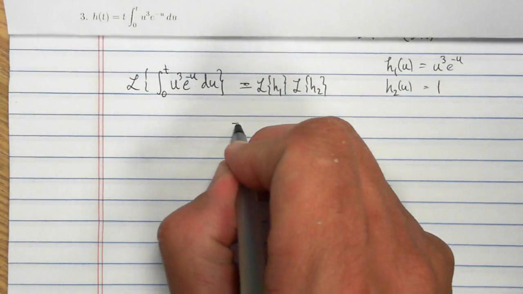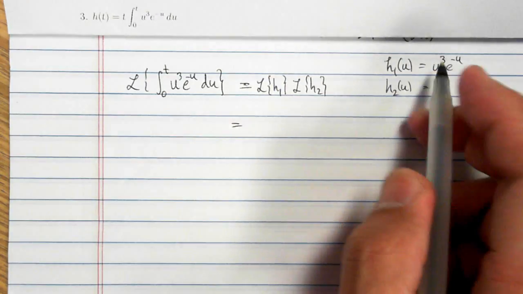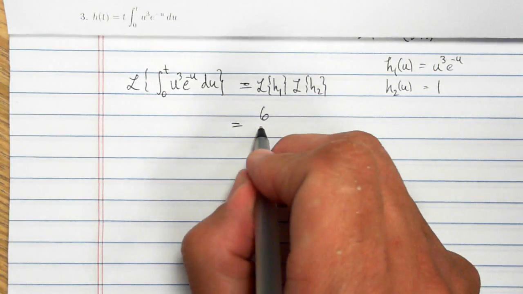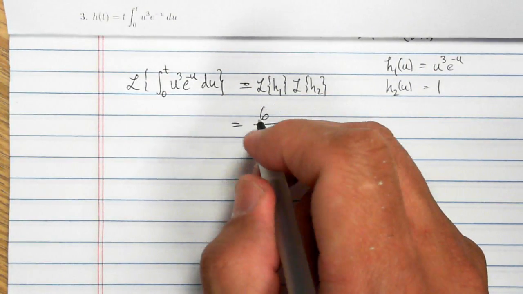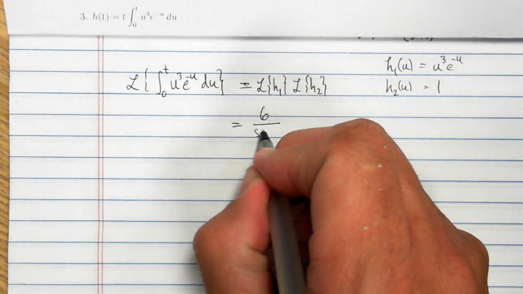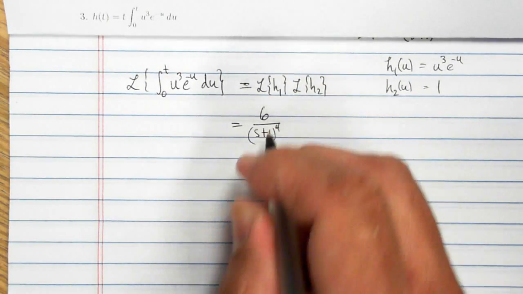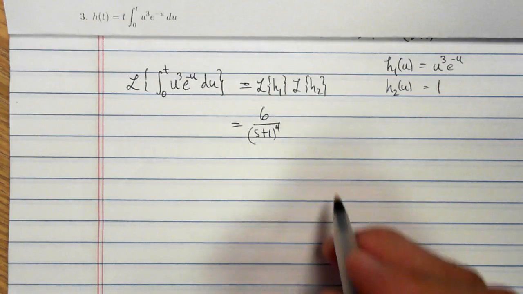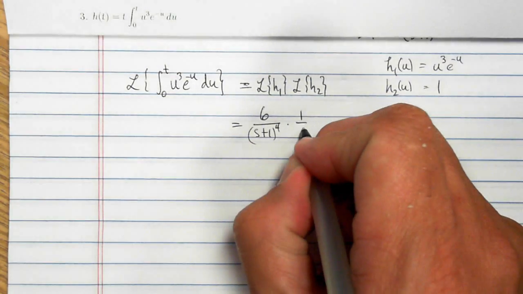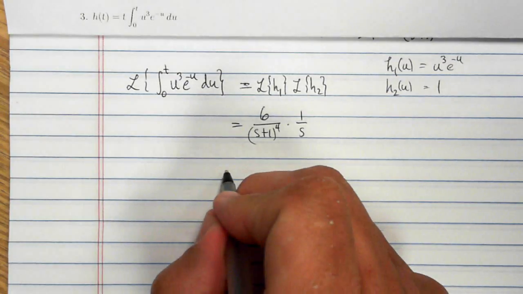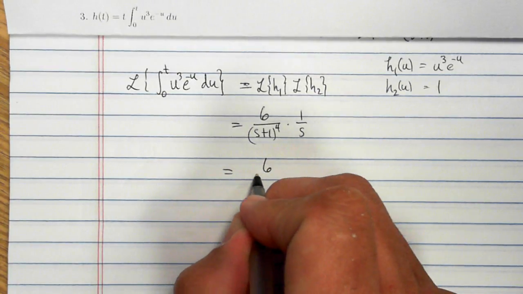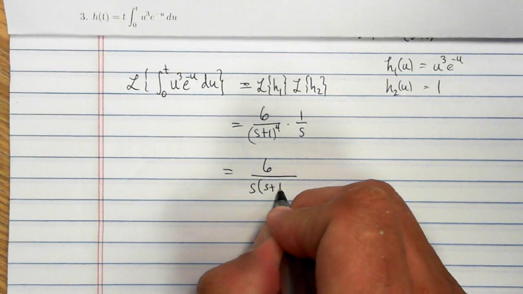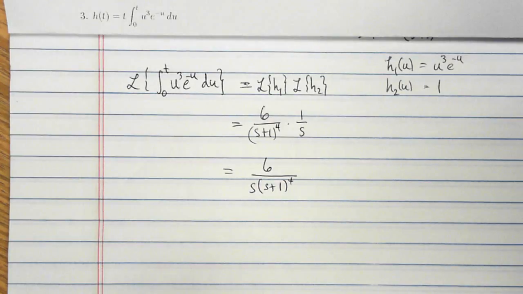Okay, now the Laplace transform of this function is going to be 6, 3 factorial, over s minus negative 1 to the fourth. The Laplace transform of 1 is 1 over s, and so we get 6 over s times s plus 1 to the fourth.